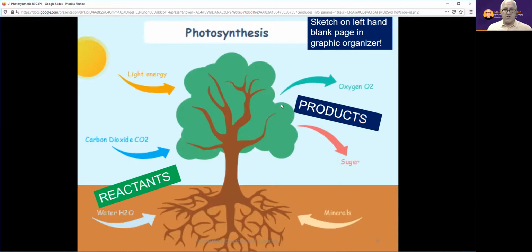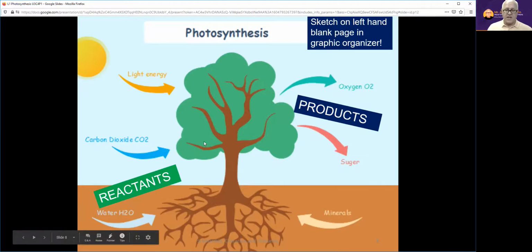So we start off with our tree, and the tree has roots that go down into the ground. The tree brings water in through the roots. That's the water, that's the H2O. On the left-hand side, we're going to call this the reactants. Now, not only is it taking in water, it's taking in some minerals, and when we get to our unit on ecology, we'll talk about those minerals.